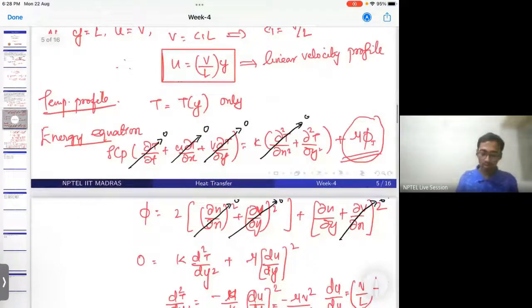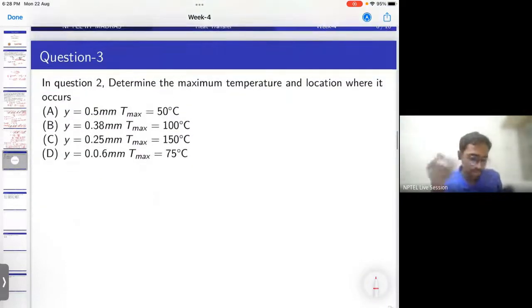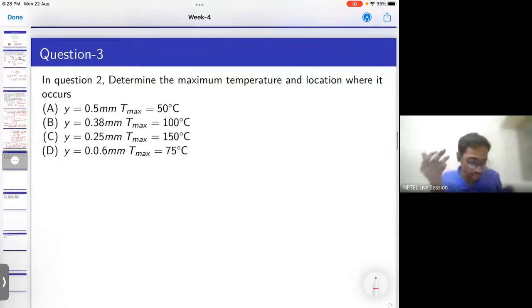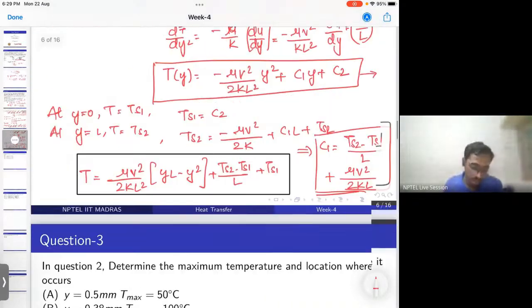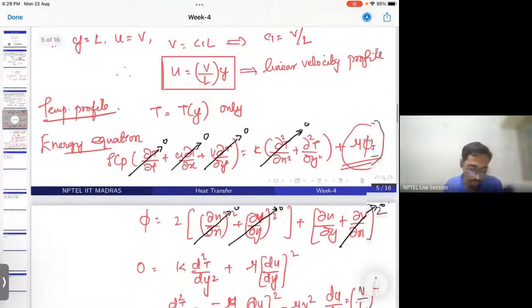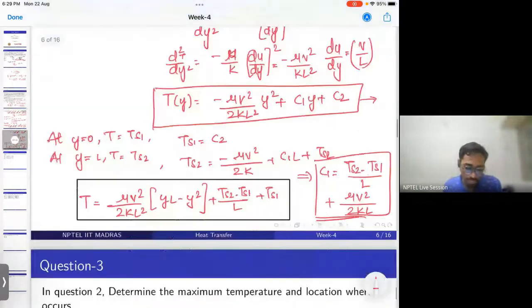This type of question you can expect in your normal descriptive examination. Also, a small part of these questions can be split up and formed as questions in GATE and ESE also. So I hope you understand how this temperature profile and velocity profile are derived for this question.